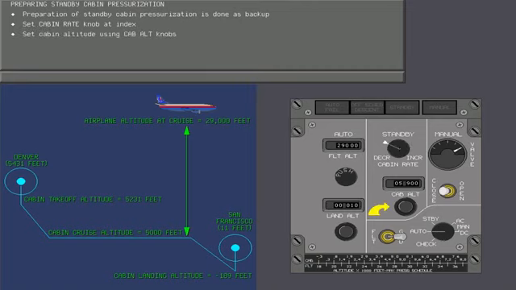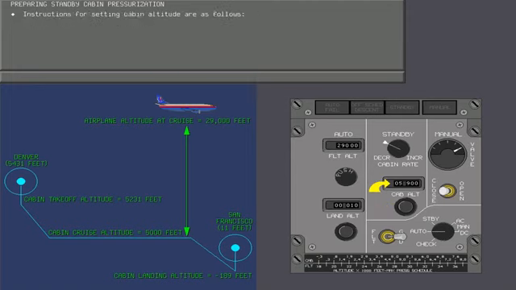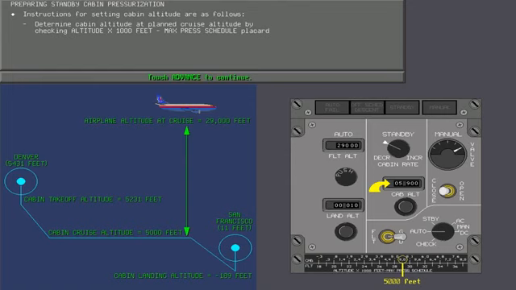Cabin altitude is set by using the cabin altitude knob. Instructions for setting the cabin altitude are as follows. Determine the cabin altitude at the planned cruise altitude by checking the pressurization schedule placard.